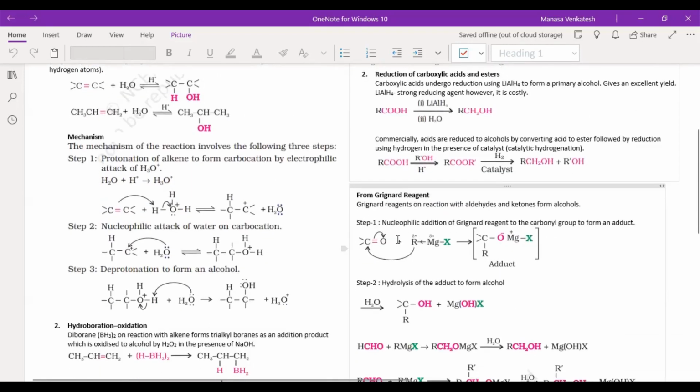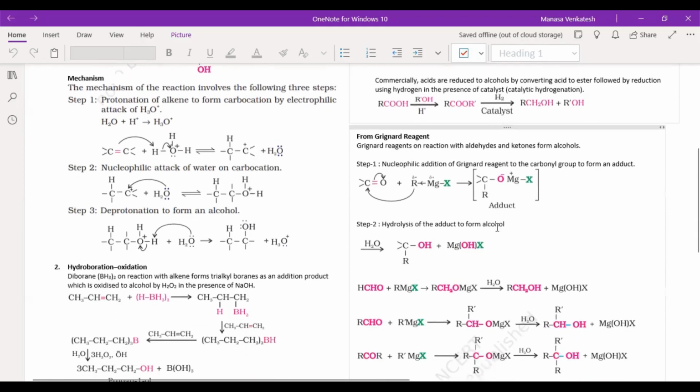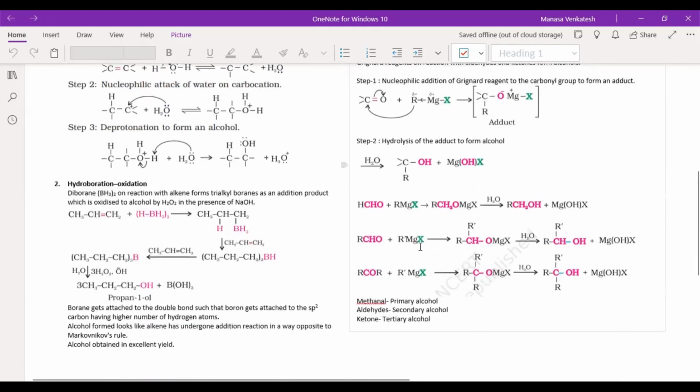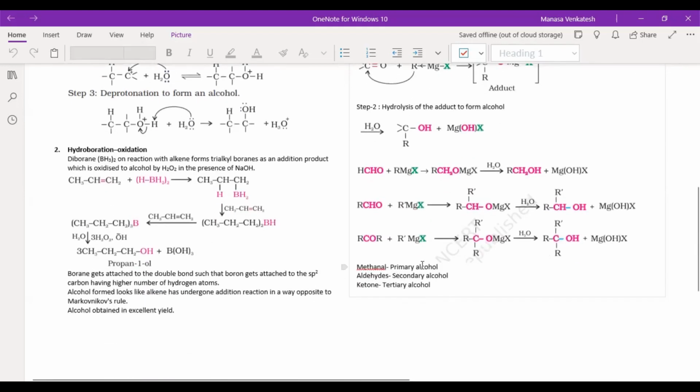Grignard's reagent: you have a carbonyl compound, that is the aldehyde or ketone, reacting with Grignard's reagent to give an adduct, which on hydrolysis gives us an alcohol. Methanal gives us a primary alcohol, aldehydes will give a secondary alcohol, and ketones a tertiary alcohol.